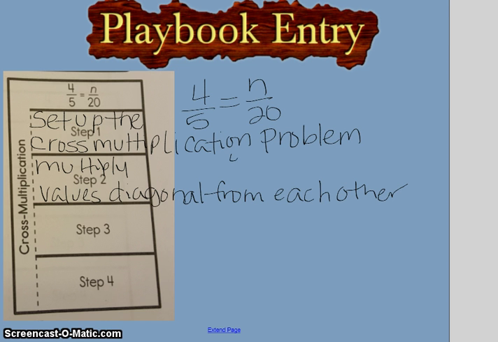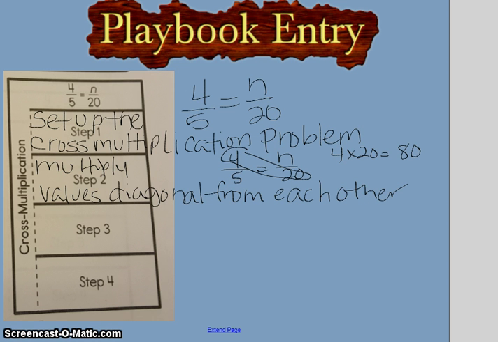So what that means is when you take 4 over 5 and you have it over n over 20, you're going to take 4 times 20. So you'll do 4 times 20, which would give me 80.